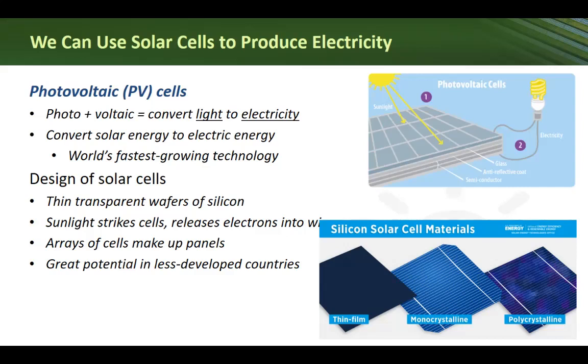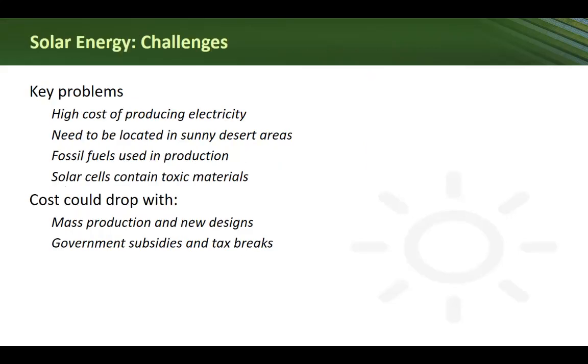But like any technology, they're not perfect and have their own share of challenges. The key problems here are the high cost of producing the electricity. It's not the most efficient, it just isn't. And in order for it to work effectively, it needs to be located in very sunny, mostly desert areas. The production of the solar cells themselves typically uses fossil fuels. And the solar cells, once produced, contain some toxic materials, so when their lifespan is up, we've got to find a way to dispose of them properly.